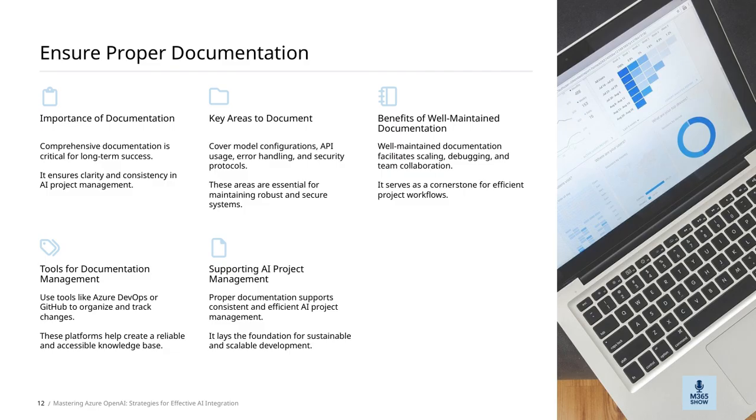Well-maintained documentation isn't just about writing stuff down. It plays a key role in scaling your project, debugging issues, and fostering collaboration within your team. Think of it as the cornerstone that keeps your project workflows efficient and organized. Some of the most important areas you should cover include model configurations, API usage, error handling, and security protocols. These are essential for maintaining systems that are both robust and secure, giving you peace of mind that your AI solutions are reliable. Ultimately, comprehensive documentation is vital for long-term success.